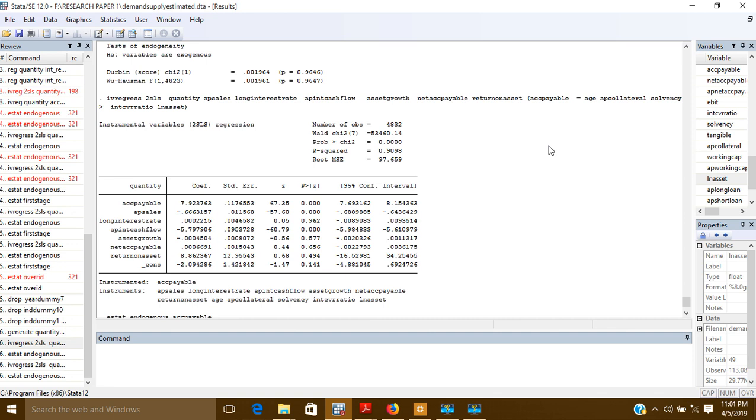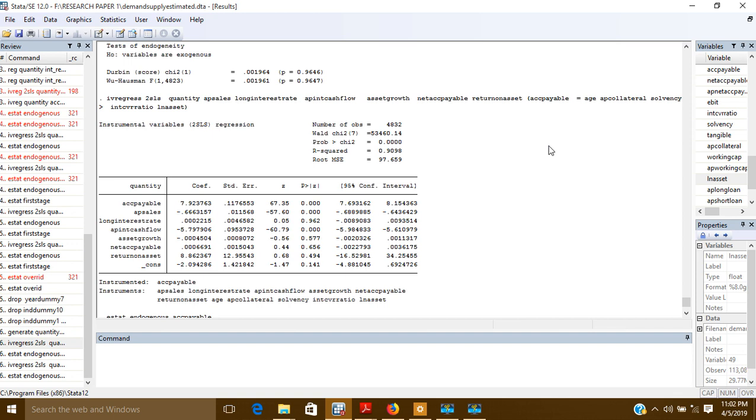So this test of over identifying restrictions will tell us whether these over identified instrumental variables are affecting the error term or not. Okay, so if they are affecting the error term, then these are not good instrumental variables.